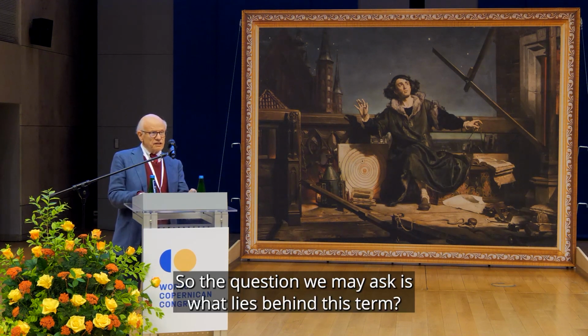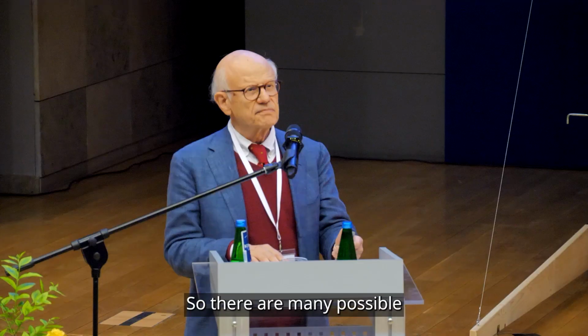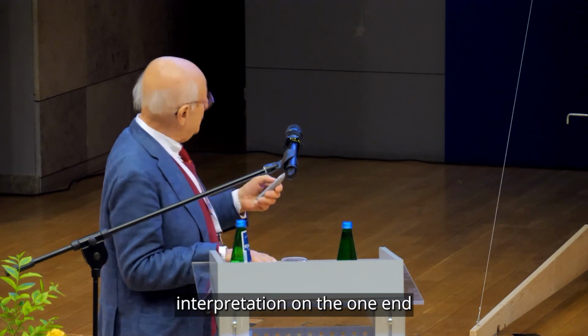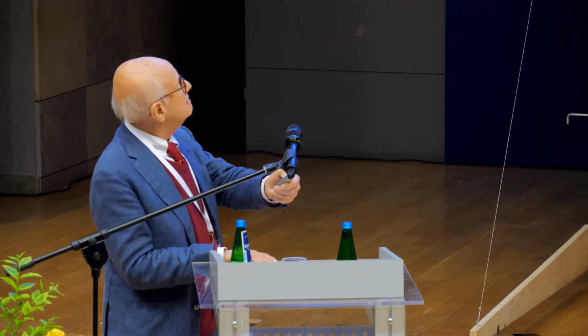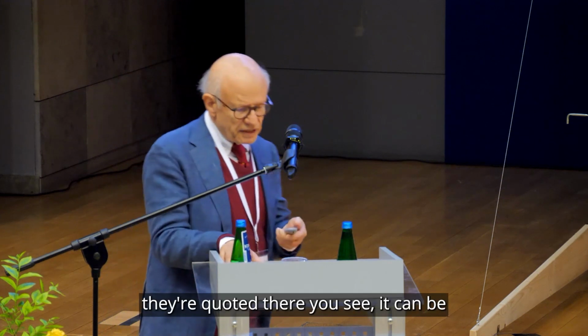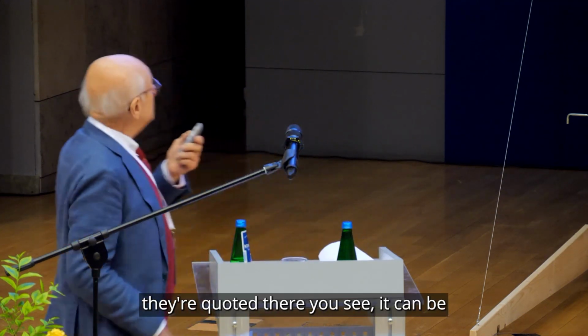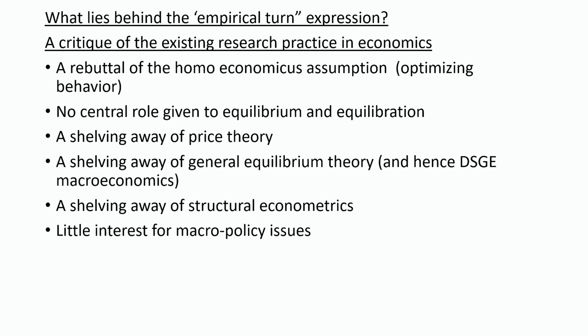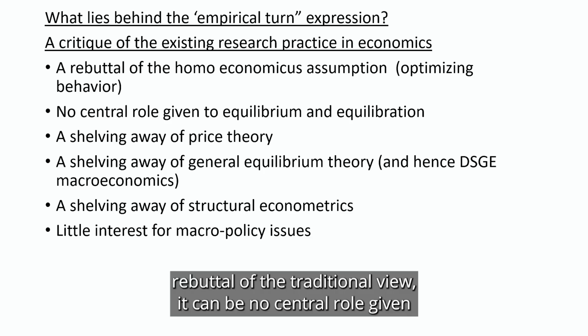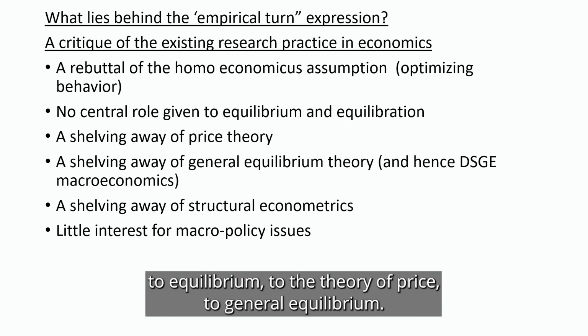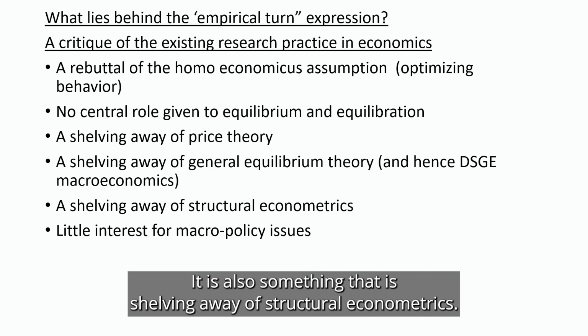So the question we may ask is what lies behind this turn? There are many possible interpretations. On the one hand, as quoted there, it can be a rebuttal of the traditional view. It can be no central role given to equilibrium, to the theory of price, to general equilibrium. It is also something that is a shelving away of structural econometrics.